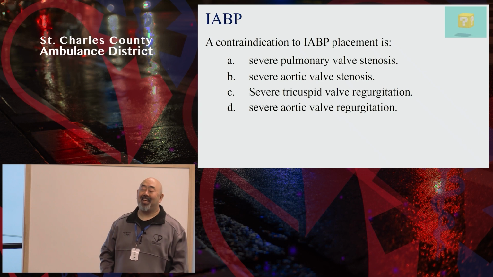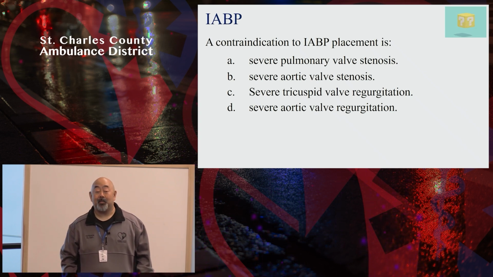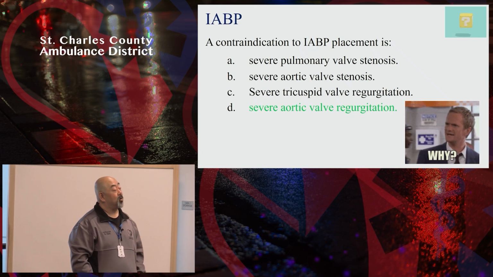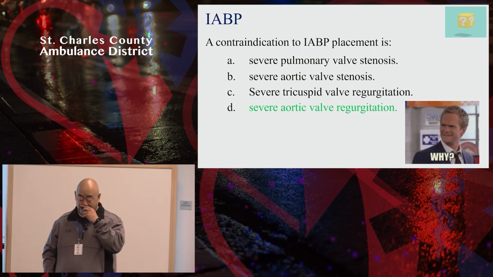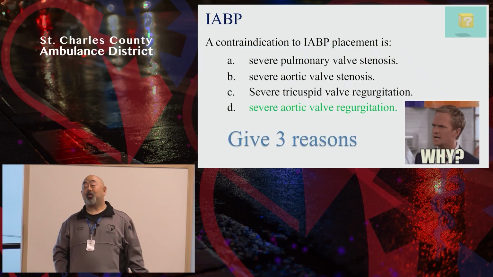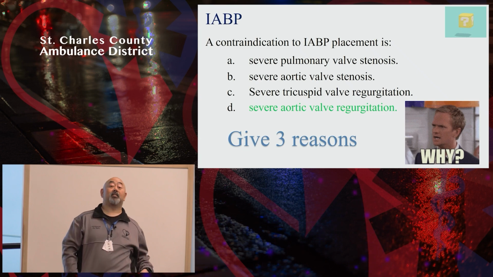So a contraindication to balloon pump placement is D, right, severe aortic valve regurgitation. Now notice that Neil Patrick Harris is saying why? Three times he says why. So give me three reasons why aortic regurg. We already gave you one, right? The number one reason was a gimme: if you have aortic regurg, you can't get that back pressure to perfuse the coronaries.